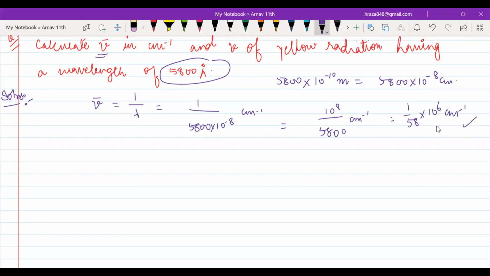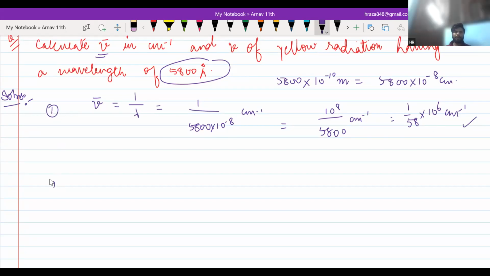Yes or no? Yes, sir. This will be your answer. Now, this is the first part and second part. Second part is nu. We need to calculate nu. And you know that nu is equal to C by lambda. Since it is radiation, electromagnetic waves, its speed of light will be 3 into 10 raised to the power 8. And what is the value of lambda? 5800 angstrom. So angstrom is 10 raised to the power minus 10, you can calculate it into meter. Meter will be cancelled and the answer will be in second. Yes or no? Yes, sir.